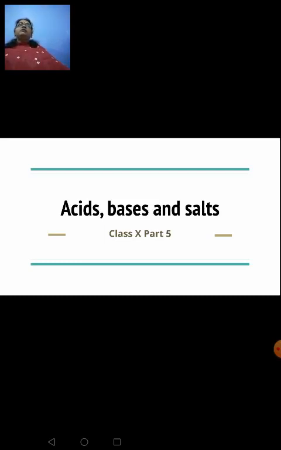And then you had learnt about the ant bite. Bee sting releases formic acid. When you apply baking soda in the affected area, you get relief from your problem. These things we had done in our last session. In today's session, we are going to learn about salts.